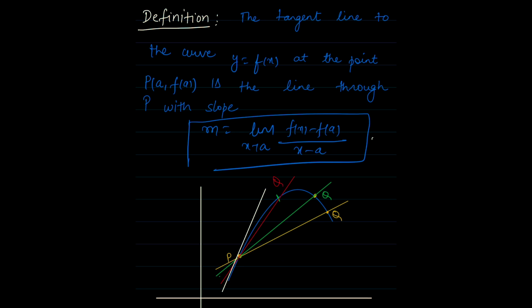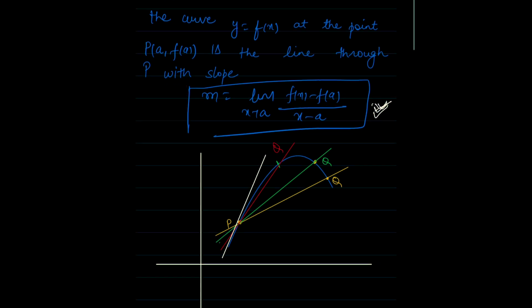The tangent line to the curve y equal to f(x) at the point P(a, f(a)) is the line through P with slope m, where m is the slope. So how can we find the slope? The limit as x tends to a of (f(x) minus f(a)) upon (x minus a). So we will see what the meaning of this is.